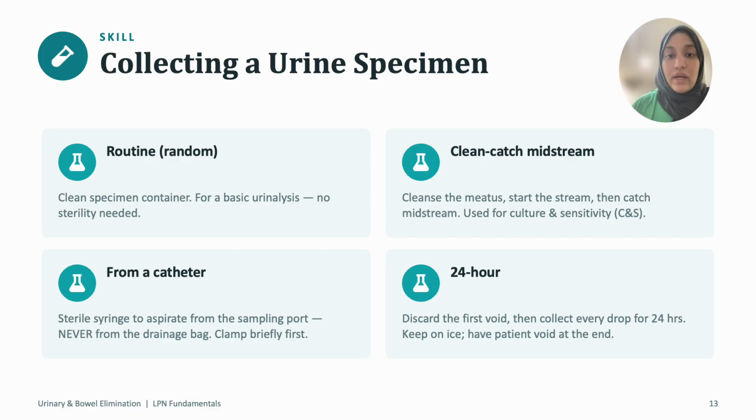From an indwelling catheter, you aspirate from the sampling port with a sterile syringe. Never ever from the drainage bag, because that urine is old and contaminated. And the 24-hour collection, you discard the first void to start the clock, then save everything for 24 hours, usually on ice, ending with a final void. If you mess up the start or the end, the whole test is invalid.